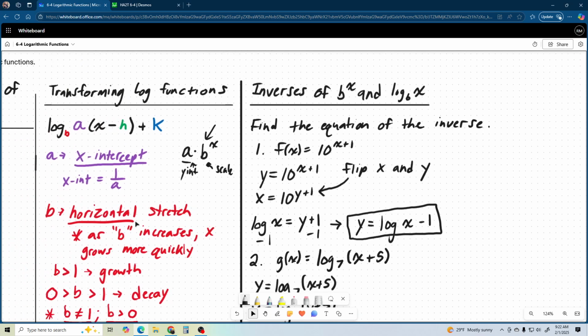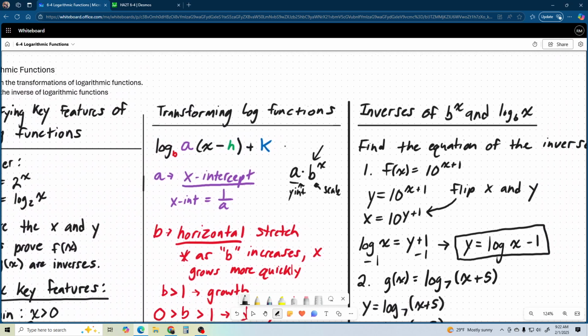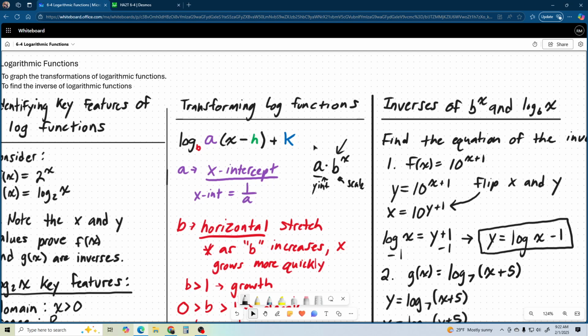All right, so what did we do? We talked about transformations. We graphed the transformations of the log function, and then we also talked about using the inverses of b to the x and log base b of x. All right, so that's it.